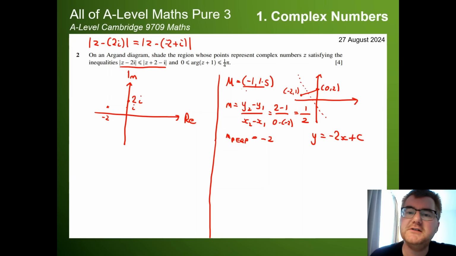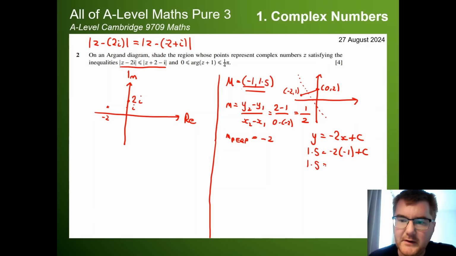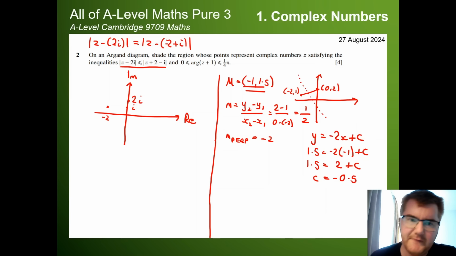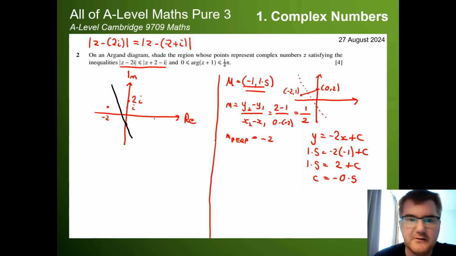We now substitute in the midpoint. So we substitute in 1.5 equals minus 2 brackets minus 1 plus c. Again, this is all a quick reminder for you. And then 2 plus c, and that gives us then c is equal to negative 0.5. So if I draw in my perpendicular bisector, it's going to go through here, like so, and it's going to cross this point at minus 0.5.